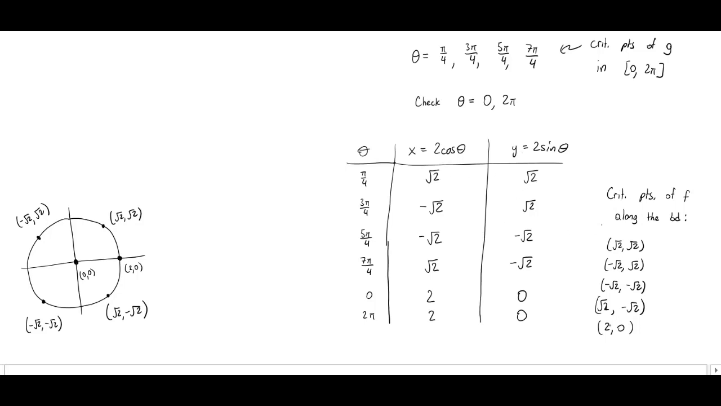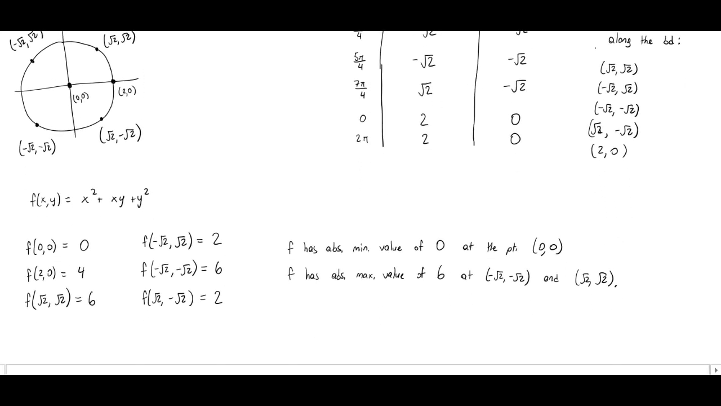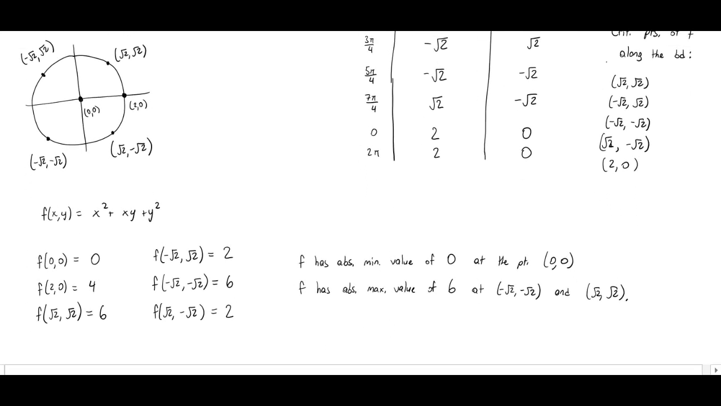Then take all the points that you found in parts 1 and 2, and just plug all of them into your function. Whichever one gives you the smallest value is the absolute minimum. Whichever one gives you the largest value is the absolute maximum, okay? All right.